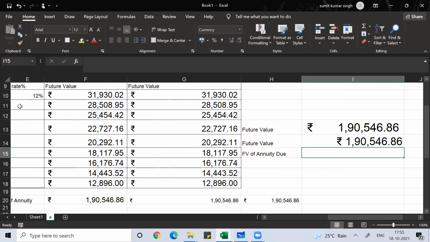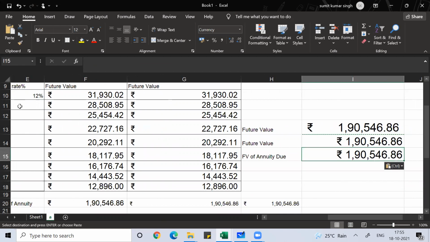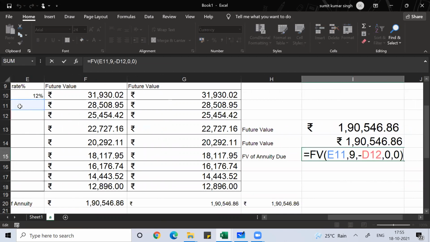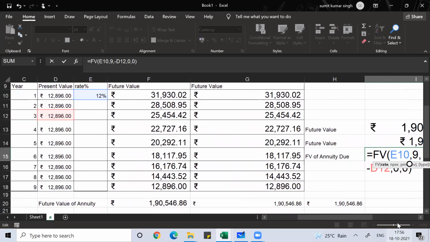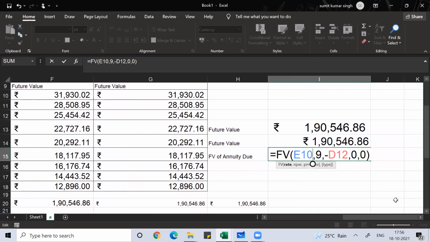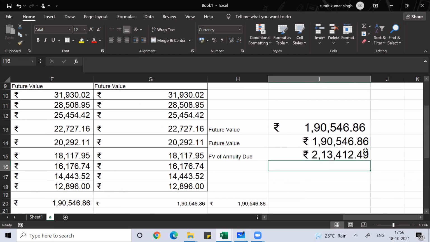If you calculate future value of annuity due, copy this. Okay, paste this. So F2. So here what is taken is 12%, E10 12%, 9 time period. Then D12 would be the same only, because it continues the amount D12. Yeah. So then here type put 1, enter. So this is future value of annuity due.